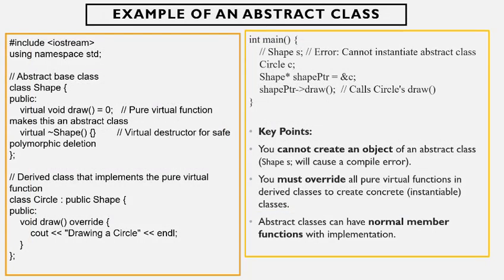This is an example code to show what an abstract class is. Now, when we take a closer look at the key points, as said, you cannot create an object of an abstract class. You must override all pure virtual functions in the derived class to create concrete classes. And also, abstract classes can have normal member functions with implementation.